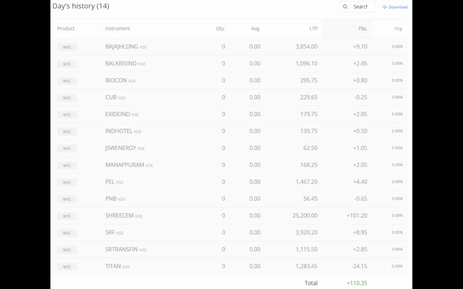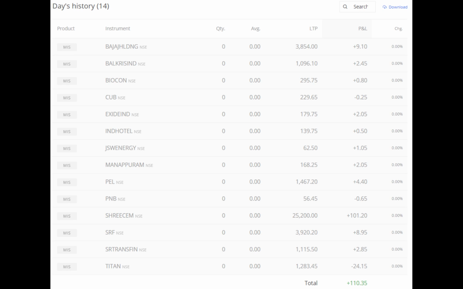If you see, even though we took a few wrong stocks or wrong trades like Titan, which went to minus 24 rupees, even then we are in a profit of 110 rupees. This is an example of investing in multiple stocks instead of focusing on a single thing.